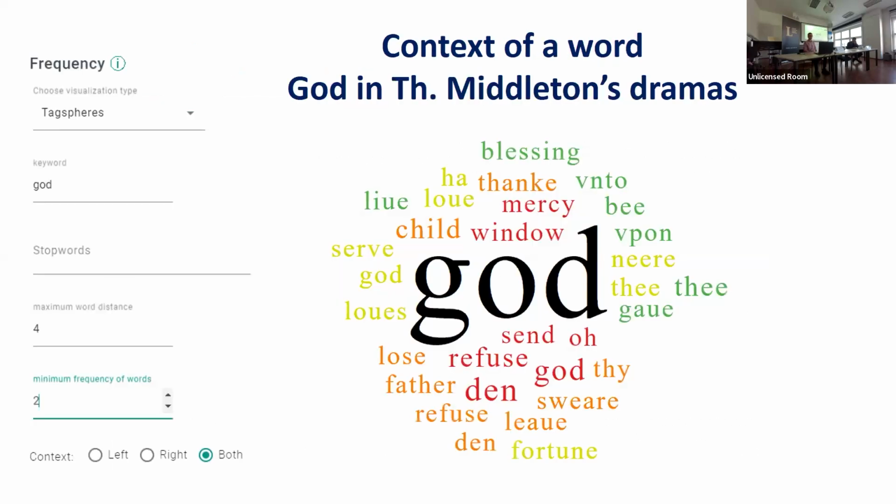You can also explore the context of a given keyword. You can provide the keyword itself and basically look at those words that are around this keyword. You can set up the distance between these words and the keyword itself. And as you can see, the stop words are eliminated from this visualization.